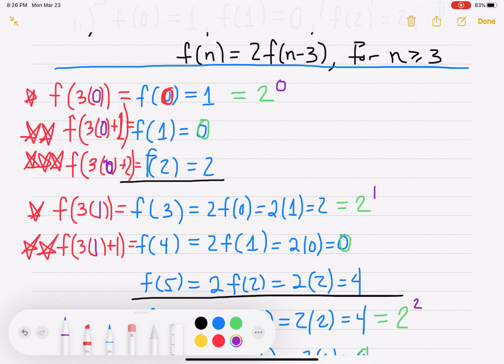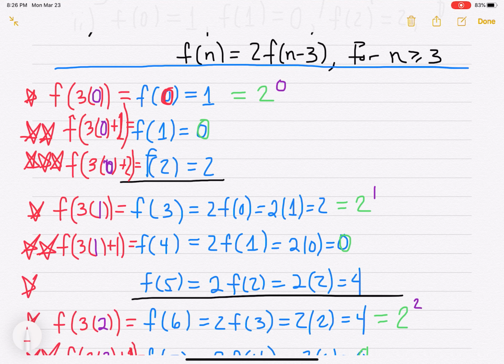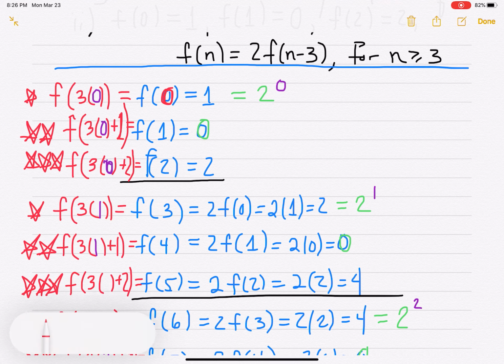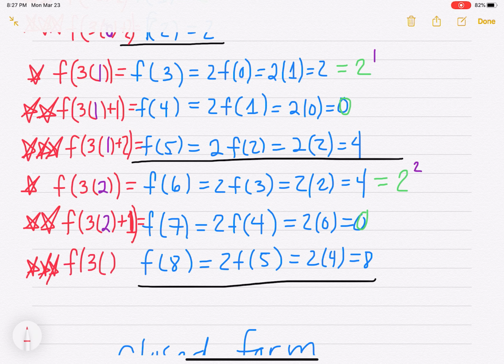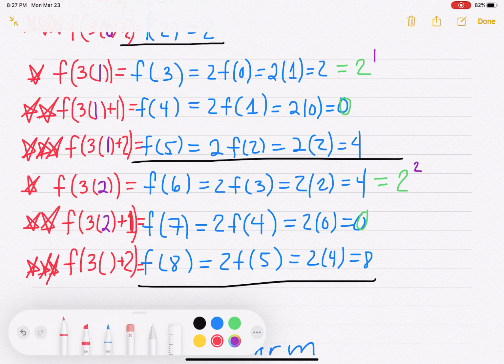All right, let's do this triple star here. So we're f of 5, that's f of 3 times blank plus 2. So it's going to be 3 times 1 plus 2. That's what 5 is, right? Scroll a little bit down. Let's go to the f of 8 situation. Another triple star. We're going to have f of 3 times blank plus 2. So 3 times what plus 2? 3 times 2 plus 2.